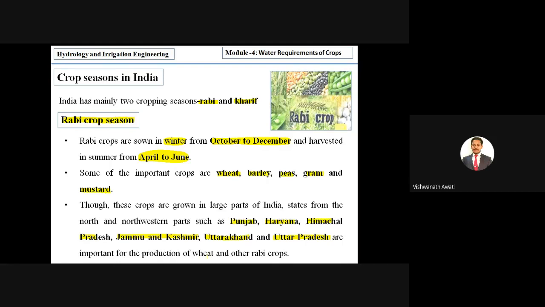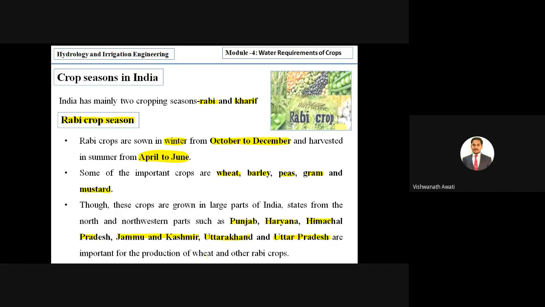So I'll repeat: Rabi crops are winter crops, and plantation is made from October to December and harvesting in April to June. Some of the important crops are wheat, barley, peas, gram, and mustard. And the locations where Rabi season crops are mainly found are Punjab, Haryana, Himachal Pradesh, Jammu and Kashmir, Uttarakhand, and Uttar Pradesh.